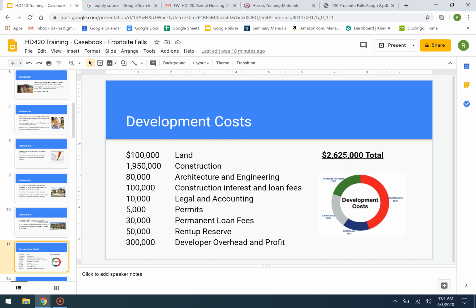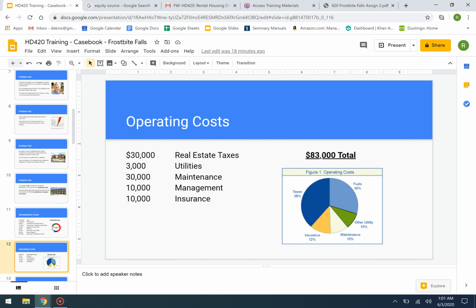Also, important development costs right here. The total is $2.625 million. That's what it's going to cost to do this whole thing, from the land, construction, permits, everything. That's our total cost. This number will be important later on. Operating costs, also important, $83,000 total for our operating costs.